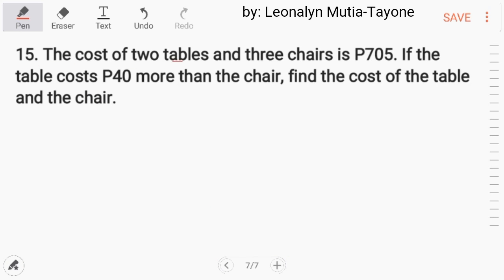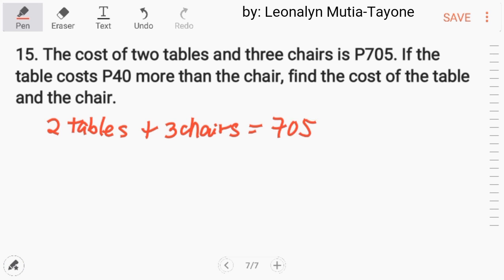Number 15. The cost of 2 tables and 3 chairs is 705. If the table costs 40 more than the chair, find the cost of the table and the chair. First, ang dalawang tables at ang tatlong chairs ay 705 ang cost nila lahat. Tapos, if the table cost 40 more than sa chair, that means 40 more than sa chair.